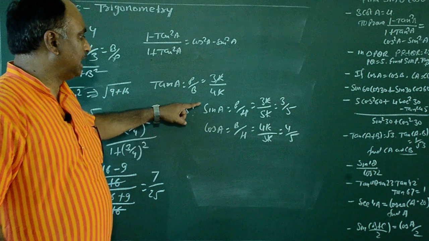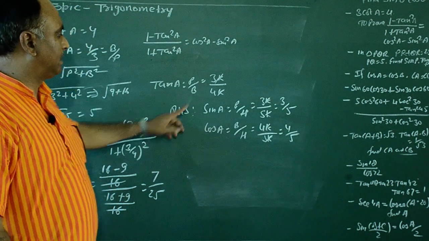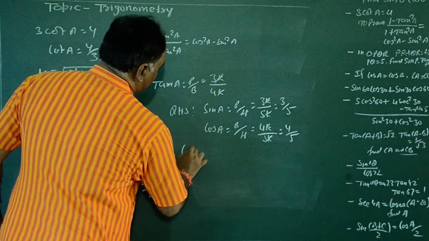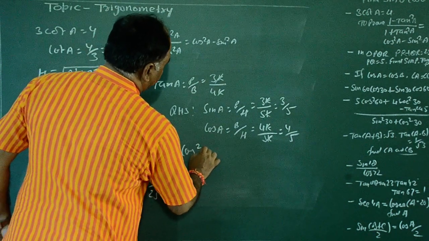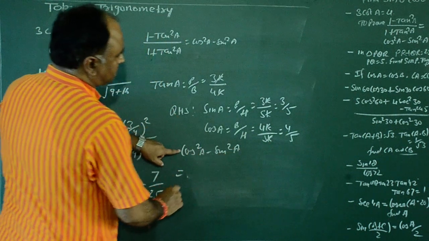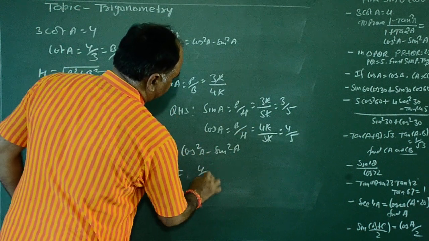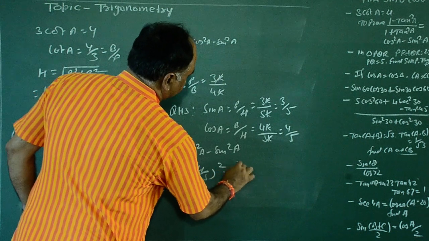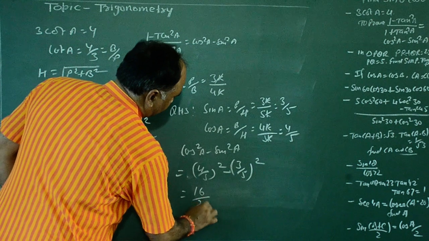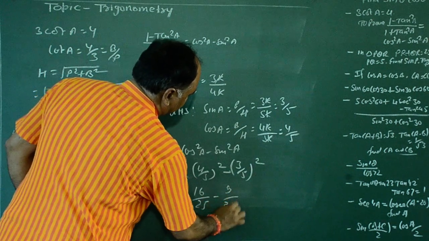Look here. Now we have found the value of sin and cos. So you need cos square A minus sin square A. What is the value of cos? That is (4 upon 5) square minus (3 upon 5) square. So you have got 16 upon 25 minus 9 upon 25.